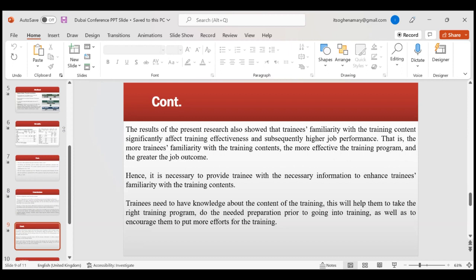That means when they are familiar with the content of the training, especially the training should be given to them in an area that they are familiar with. When they are familiar with the training, like sharing information about the training with them, this can make the training effective. The more familiar the training content, the more effective the training program, and the greater the job outcome. So here it is necessary to provide trainees with what? Necessary information to enhance trainees' familiarity with the training content.